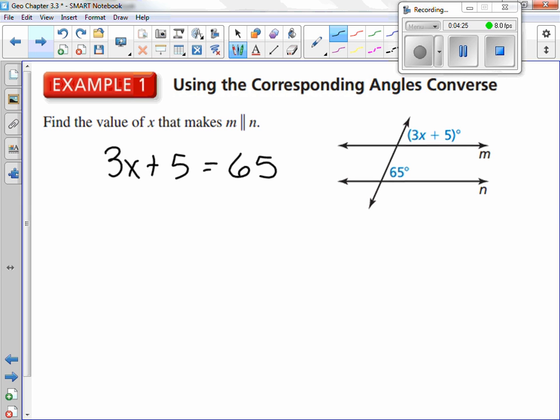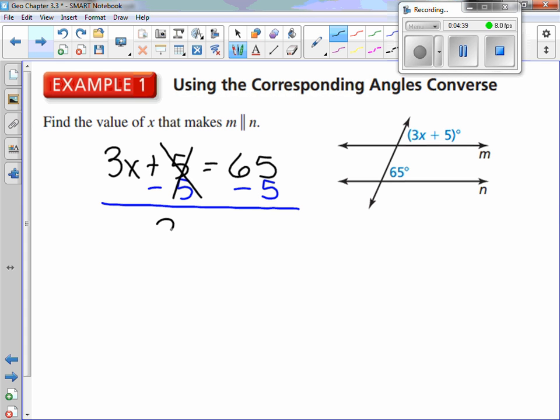So now we just need to solve for the value of x. Well, the first thing we can do is subtract 5 from both sides. And when we subtract 5 from both sides, 5 minus 5 will give us 0. So those cancel out, and I get 3x. Well, 65 minus 5 would be 60.